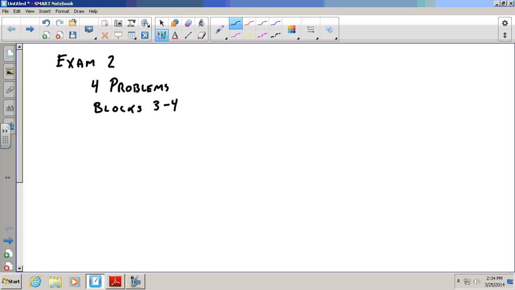Okay, so that includes the homework that you had due before spring break, and also the homework that you have due right before the test. Blocks 3 and 4 cover quite a bit of material. So I've got quite a bit to choose from, so I'm going to go over that here.